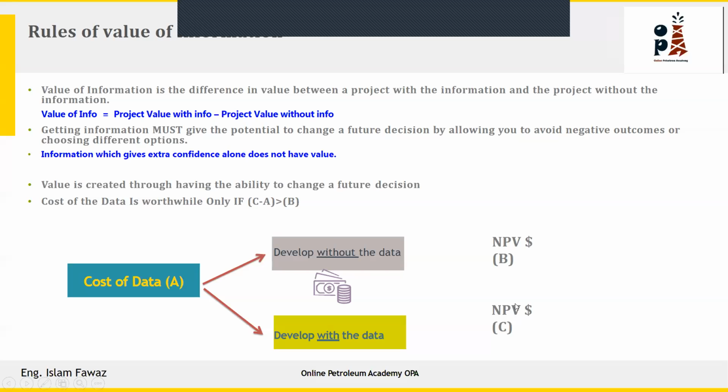So the value of information is worthwhile when developing with the data, minus the cost of the data, is higher than developing without the data. So we have a positive number here. So let's go and perform the job, because the job will deliver a higher net present value than if we are not performing anything. This is the cost of the data, or the value of information.